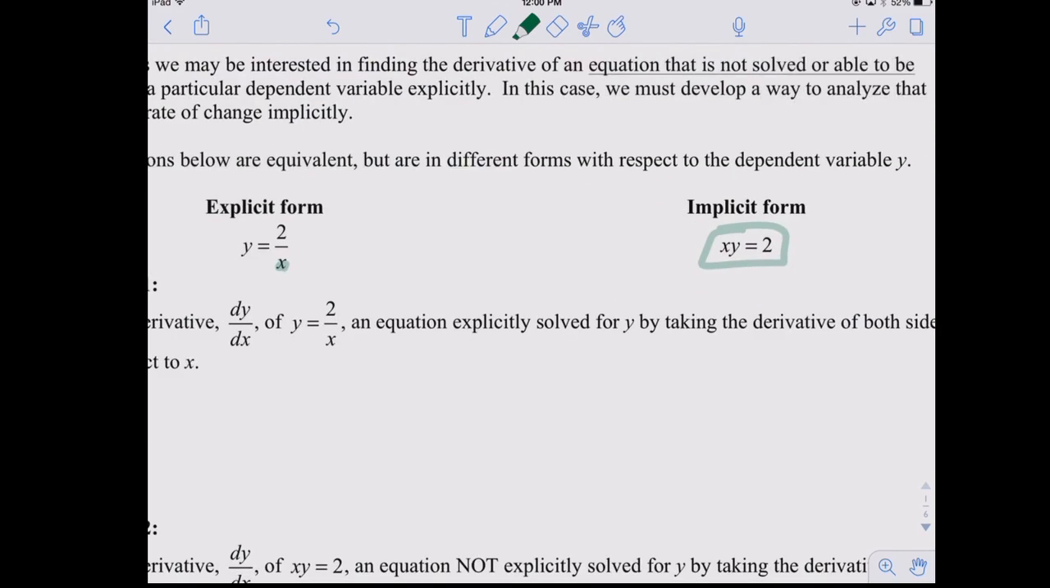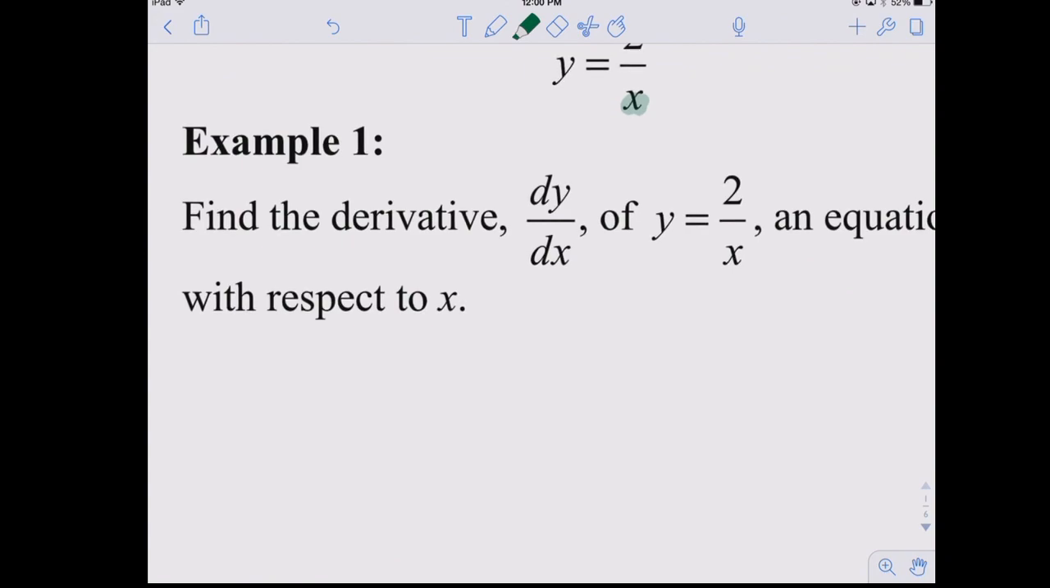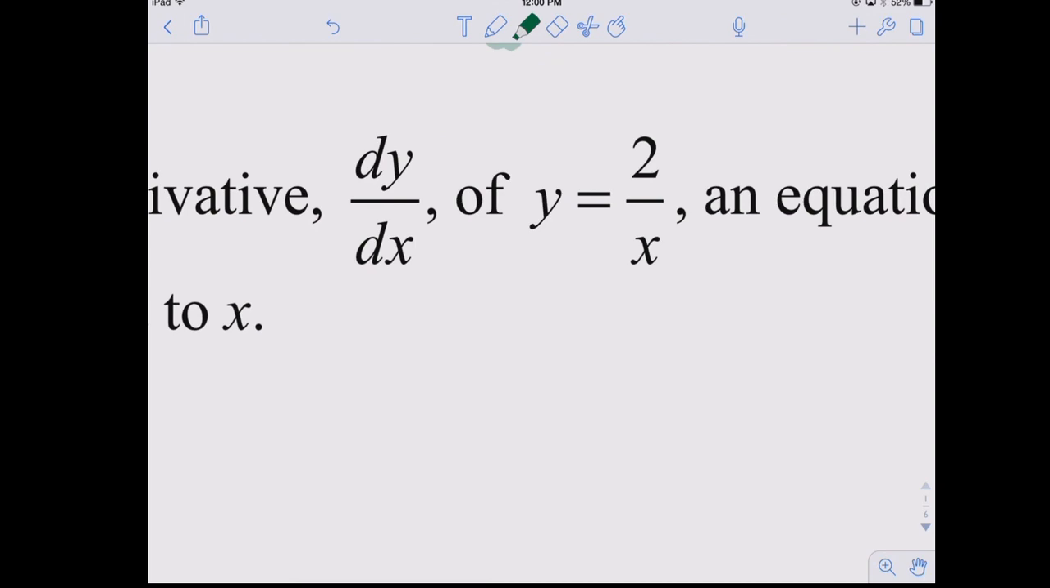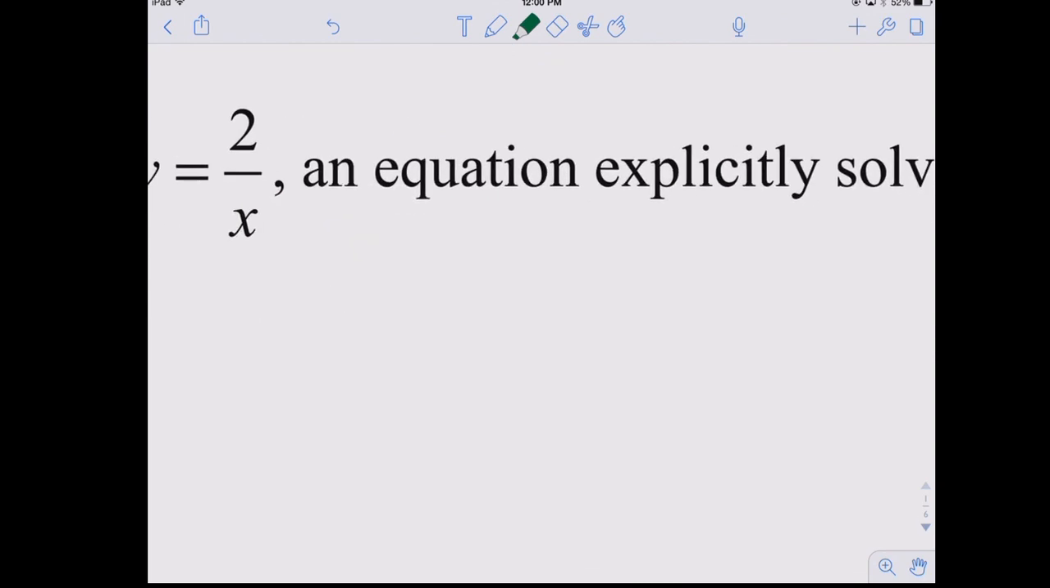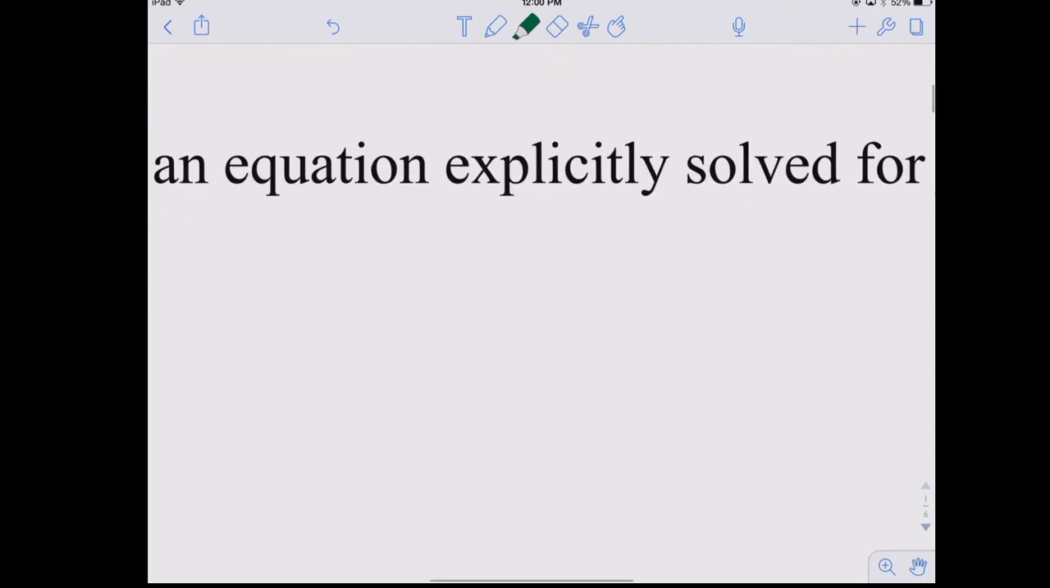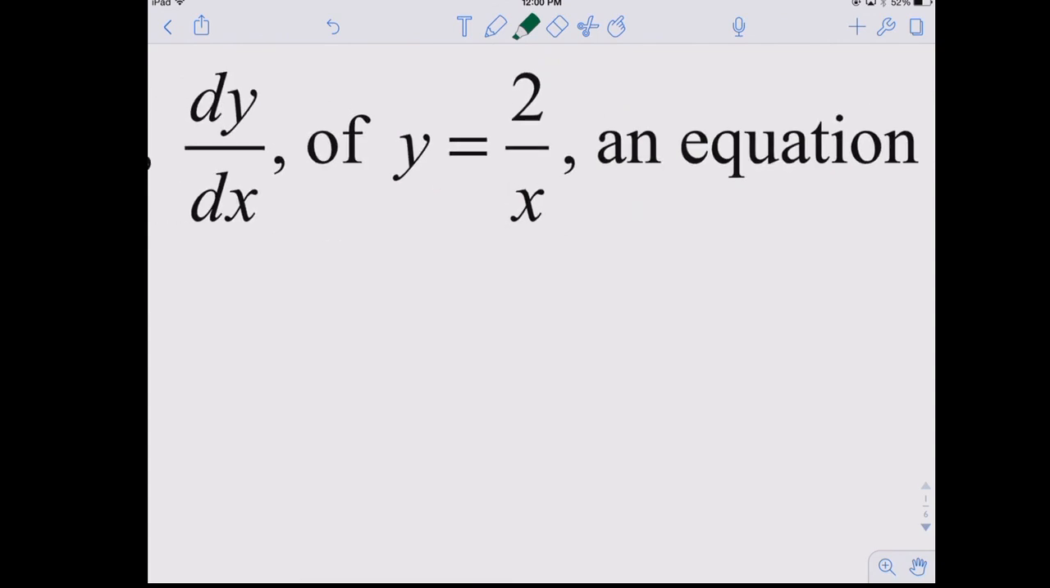All right? So let's go ahead and do that right now. We'll compare. Example 1. Find the derivative dy dx of y equals 2 over x. The equation is explicitly solved for y, so we take the derivative of both sides. Now, what we've done in the past is we've rewritten it, and I hope you would do that and not use the quotient rule. Yeah, you could use the quotient rule. And then from there, we would go straight to the answer, right? Let's go straight to the answer.